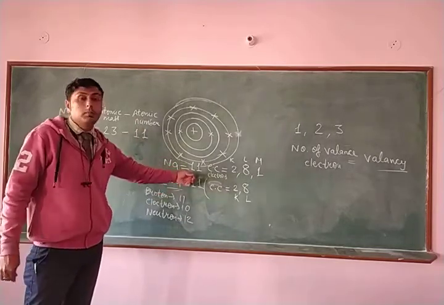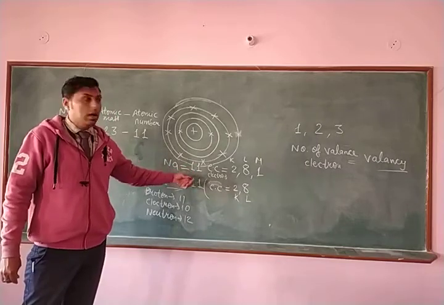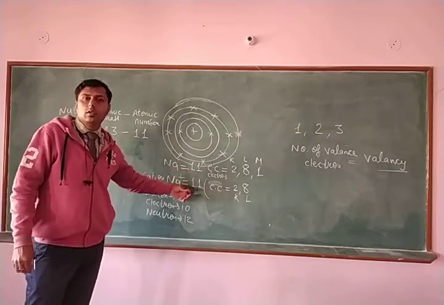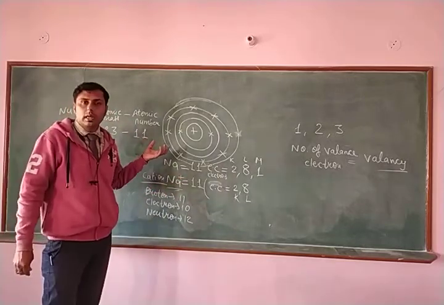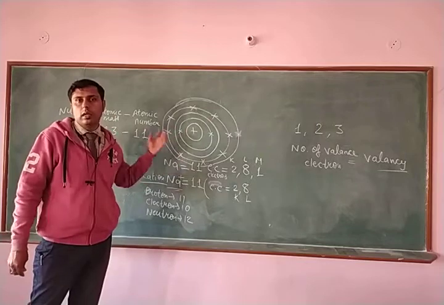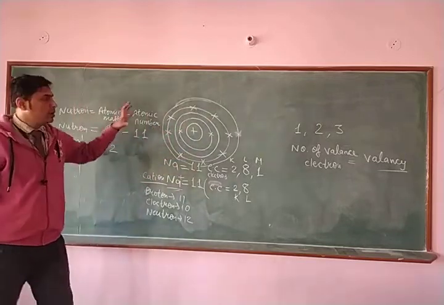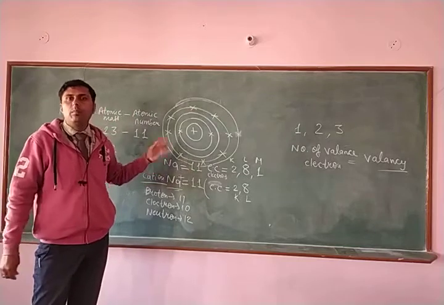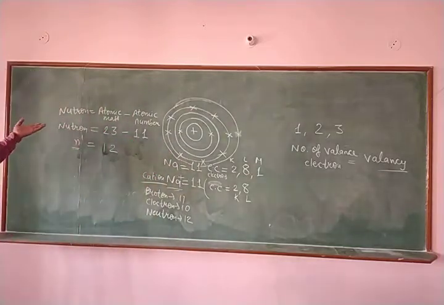So the atomic number of sodium is 11, and the sodium ion's atomic number will not change, because 11 is the number of protons. No atom loses protons. It loses electrons. But how will it lose electrons from the outermost shell of the nucleus? So electrons can be lost by an atom. By this you can find out the number of neutrons, protons and electrons in an atom.